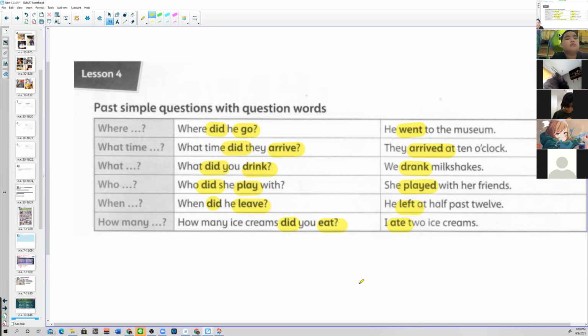Understand? This is how past simple questions with a question word work. WH questions always have to be in the front, and then the answers would require the past tense to answer it, because they were asking about the past.